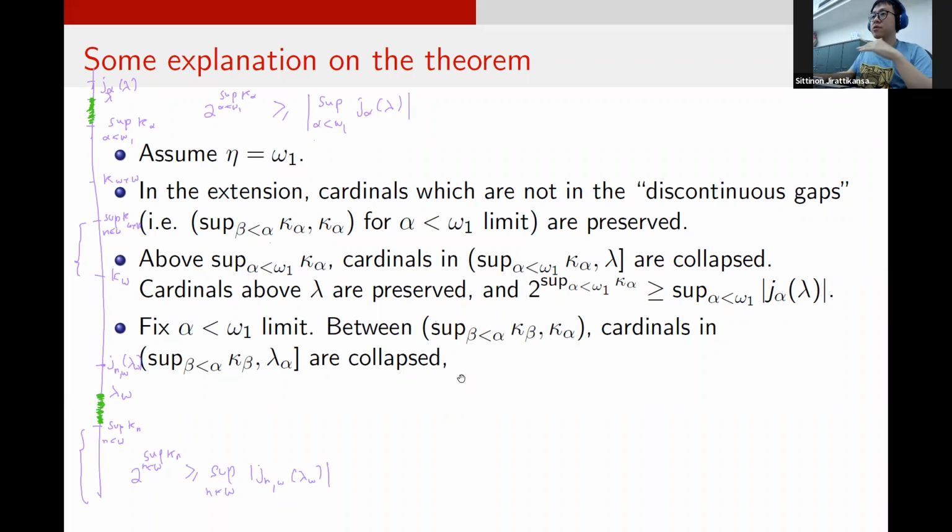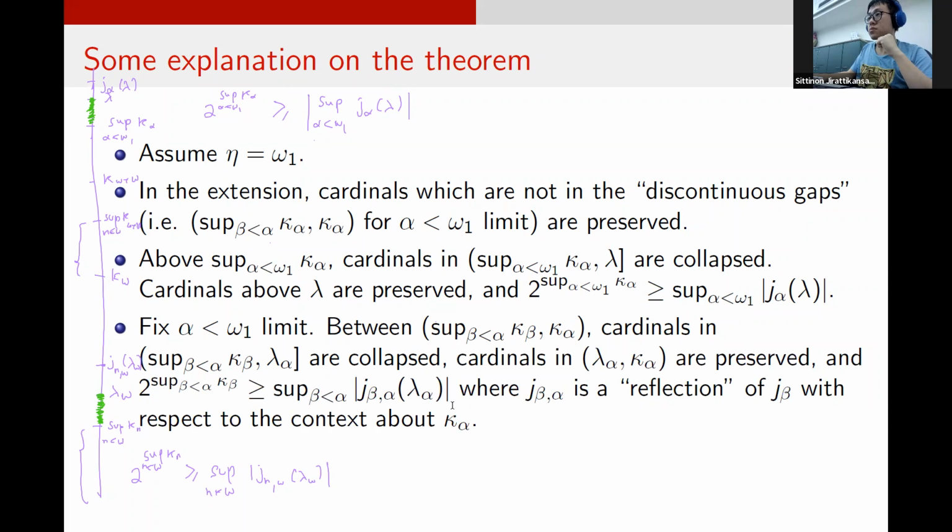And yeah, it happens at every continuous gap. So the same thing will happen between the sup of kappa omega plus n for n less than omega and kappa plus omega plus omega, and so on. So this is how reflections happen.